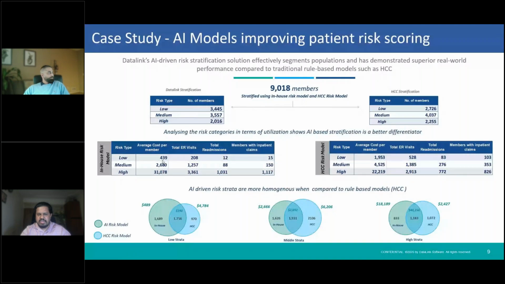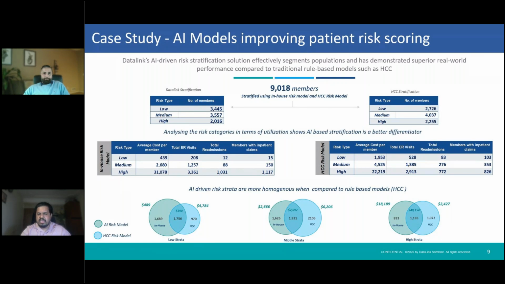Now this separation reduces in the HCC risk model. If you see the low category, the average cost per member is around $2,000, and in the high category it is around $22,000. And you will find the same insights across all the different parameters that we have shown in these two tables. So basically what we are trying to say here is that there is good separation that the AI models can bring in when they create categories, and these separations are pretty evident when compared to other traditional models.